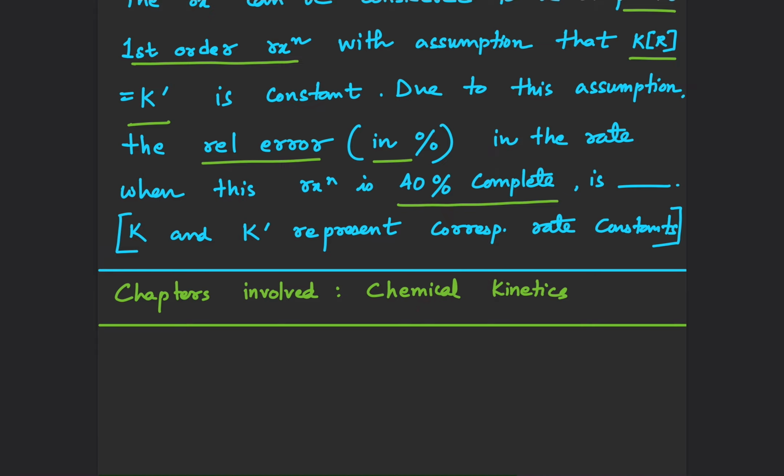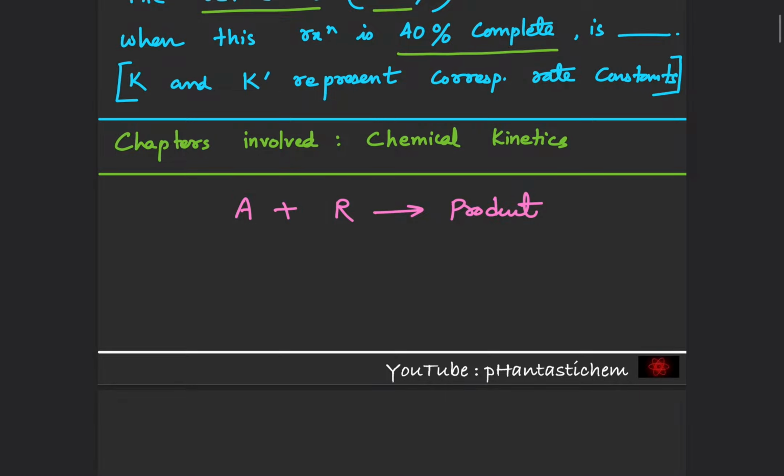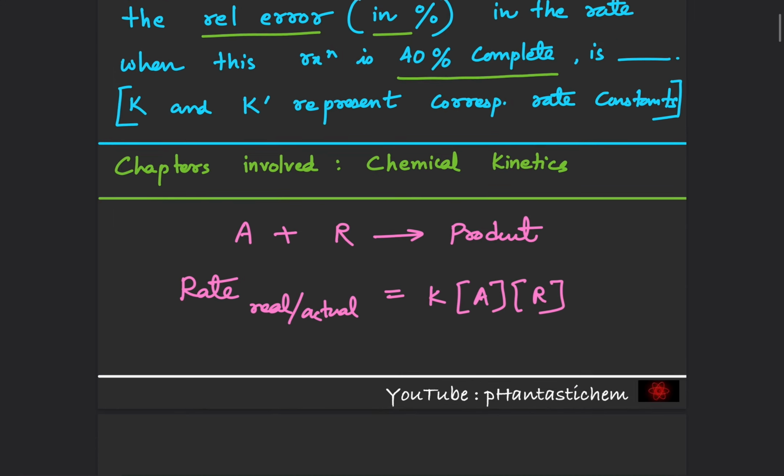Okay, so for this reaction, that is A plus R giving us product, the order with respect to each reactant is 1, so the overall order of the reaction is 2. So therefore the rate law equation, you can write, rate, the real or the actual one, is equal to k into concentration of A into concentration of R, and this is given to us. Yes, the rate is measured to be this. So therefore this is a second order reaction.